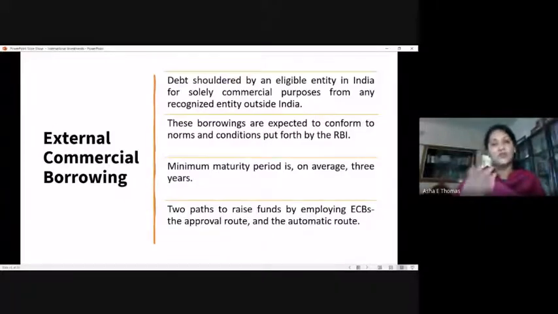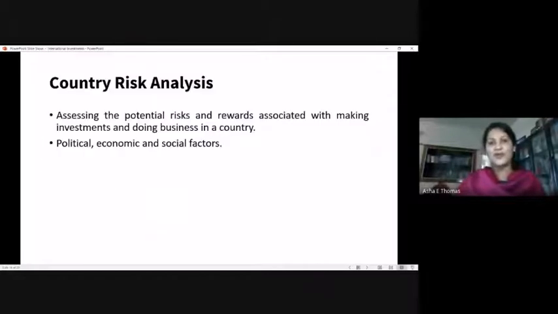Here also this is a borrowing, but it can happen in the local currency. Maybe the borrowing can be undertaken in dollars. It's not mandatory that you have to go with the currency of the country which is lending to you. So that's a primary difference, but both of them qualify under commercial borrowing.